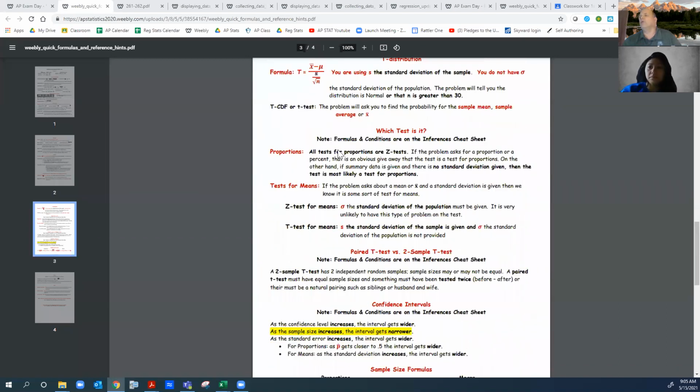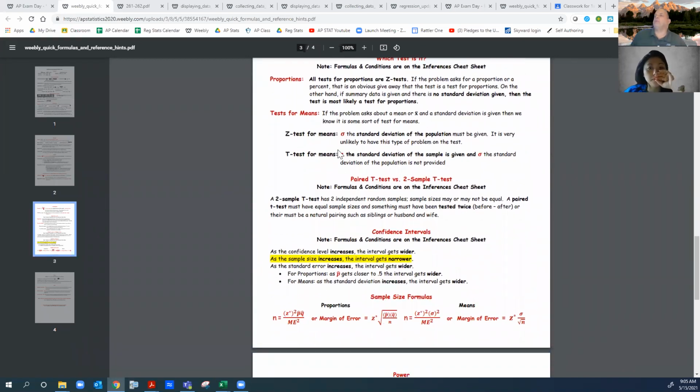Proportions. All proportions are z-tests, every single one of them. That's good news. The question is, how do you recognize it? Typically, they will tell you something like this out of that. But another way to know is there is no standard deviation given. If there's no standard deviation given and you don't have a list of data, you're going to have to use a test for proportion. If you have a list of data, it's going to be a test for means or some other test, not a proportion.